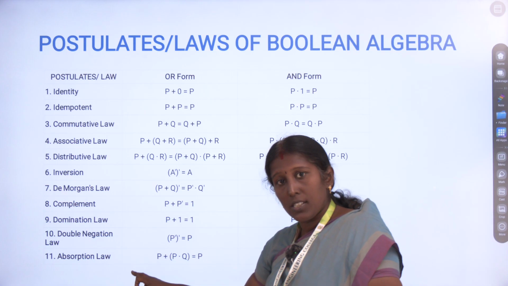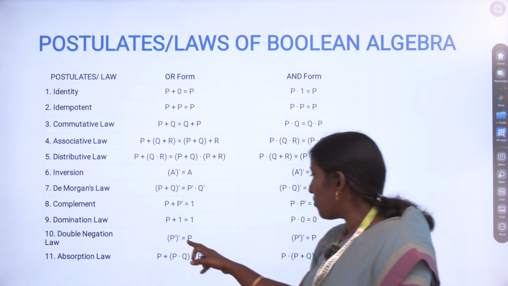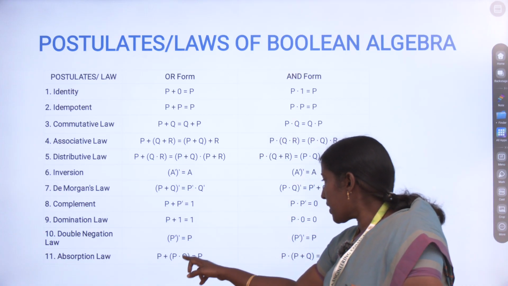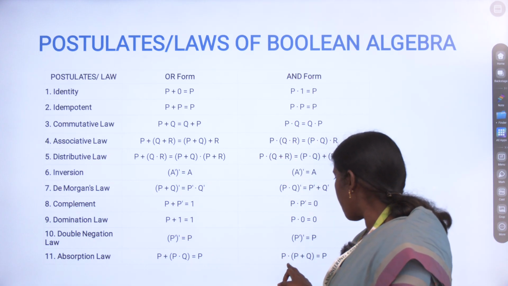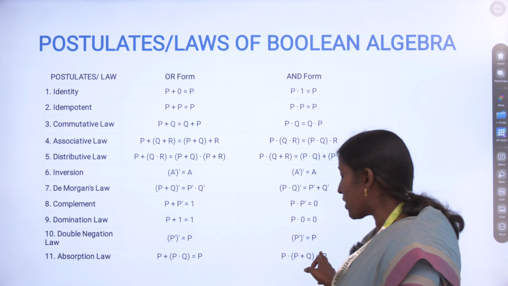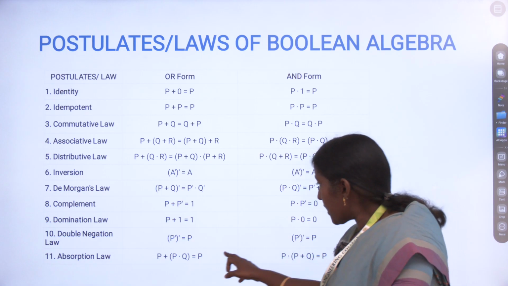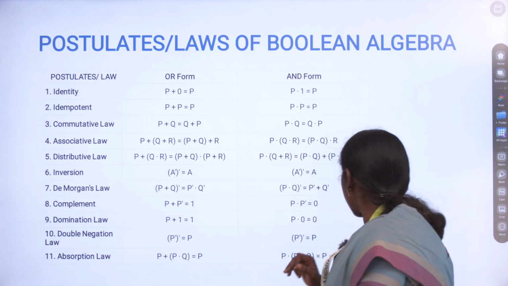The last law is called the absorption law, which is given by P plus P dot Q equal to P, and in AND form it is given by P dot P plus Q is equal to P. Let us see how this absorption law works.